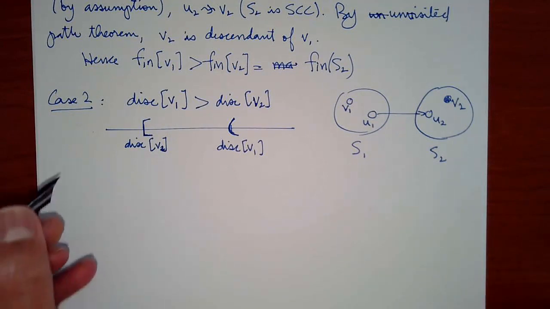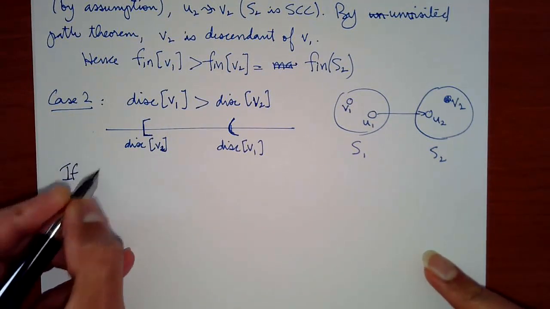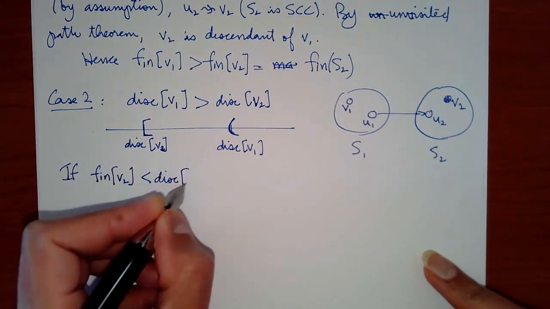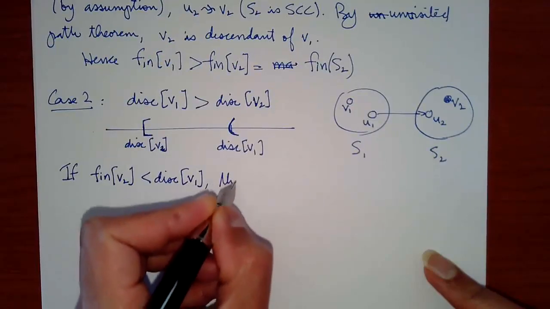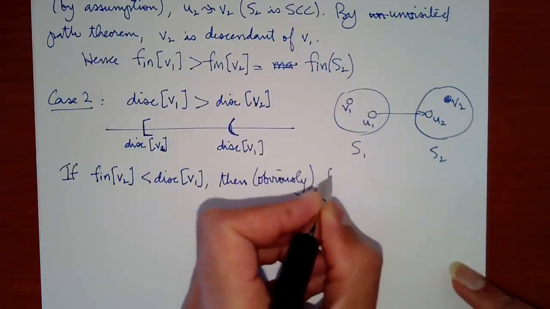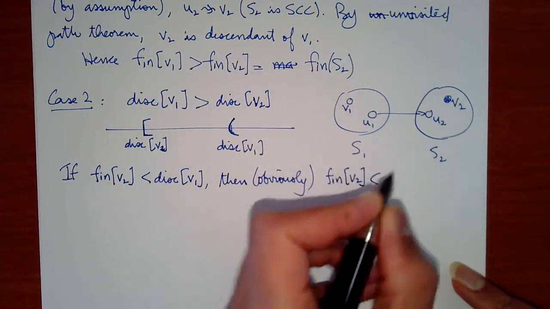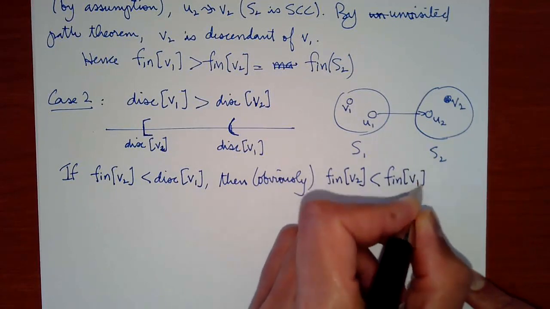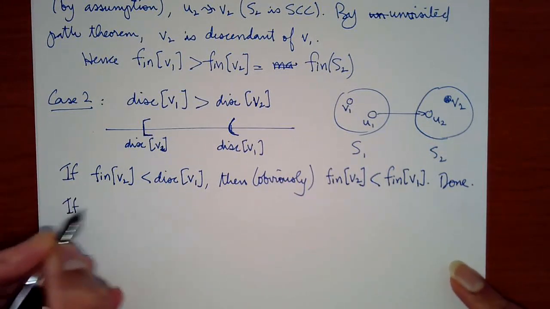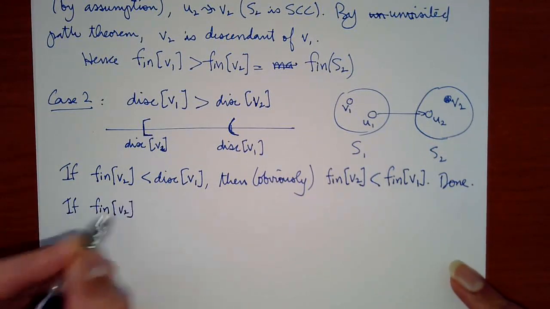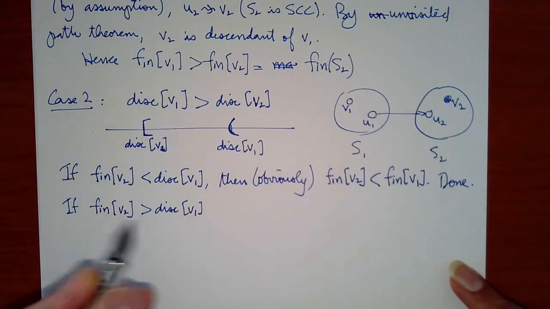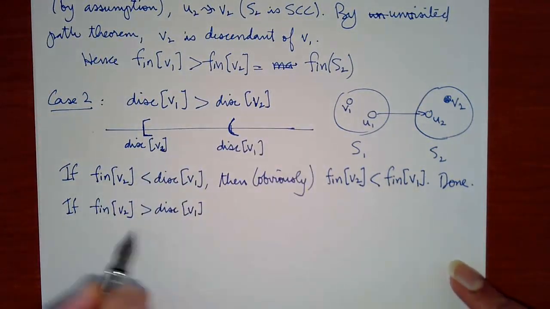I'll just do it right now, right? So if the finish of V2 is less than the discovery of V1, then sort of obviously the finish of V2 is less than the finish of V1, and then the proof, we're done. Right? So V1 is finishing after V2. If the finish of V2 was more than the discovery of V1, so what does that mean? It means that this is finishing somewhere here.